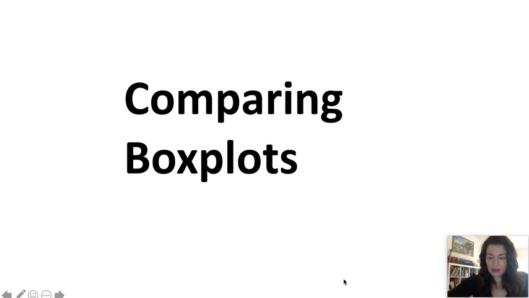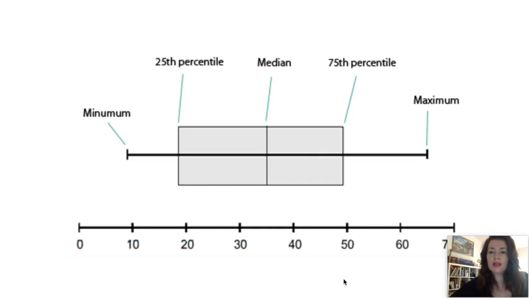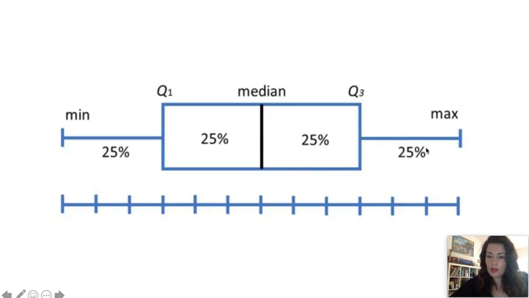Hi, in this video I'm going to talk about comparing box plots. So if you recall, a box plot is divided into four quartiles where you have the minimum, Q1, which is at the 25th percentile, the median, which is technically your Q2, Q3, which is your 75th percentile, and your maximum value. So what does that mean?